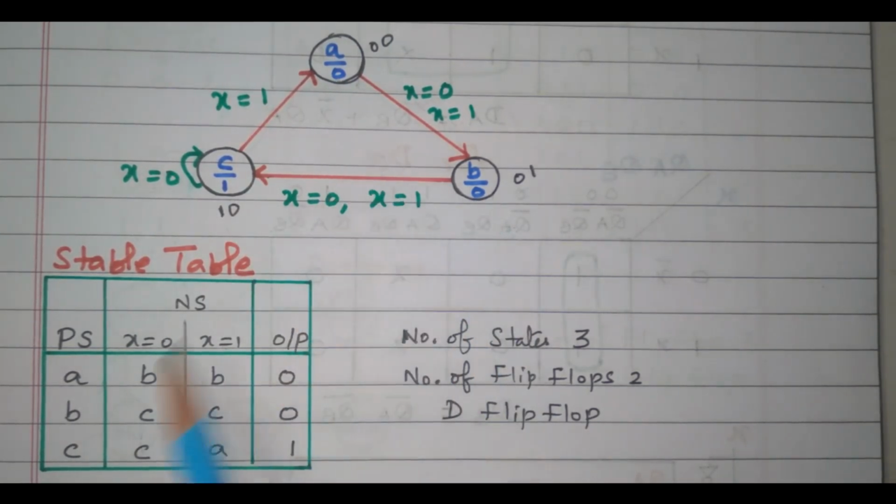So from the state diagram we developed the state table. There are three states available, so we need 2 flip-flops. We are going to use the D flip-flop. Now we need to go with the state assignment, that is, how the present state and next state of the D flip-flop look. There are three states available.